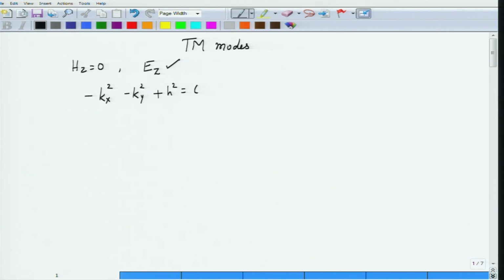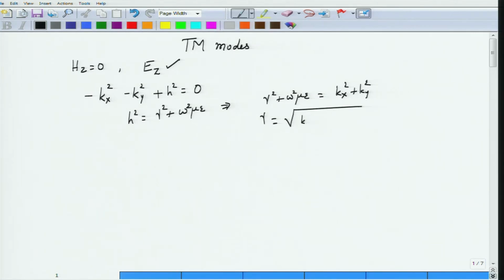But h square itself, if you rearrange this equation, h square is gamma square plus omega square mu epsilon. So this implies that gamma square plus omega square mu epsilon is equal to kx square plus ky square. So gamma is equal to square root of kx square plus ky square minus omega square mu epsilon.